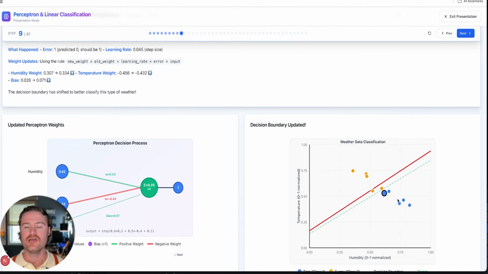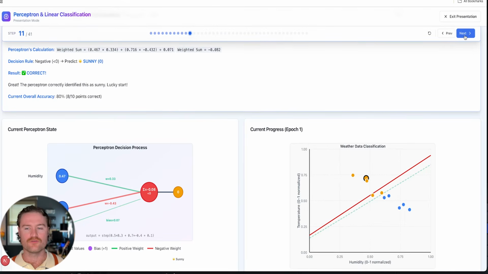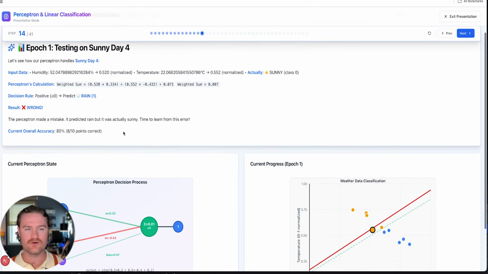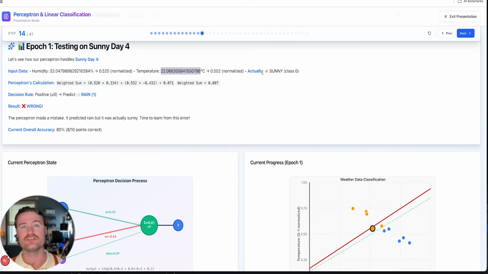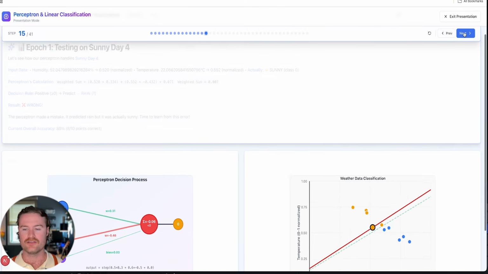Now, here's the issue. We swung it too far outside. So, although all of the rain will now work, and a few of the sunnies will work, our next one right here is now wrong. Because now we're guessing with our 52% humidity, 22 degrees Celsius, and we're saying, hey, since it's below the line, it should be rainy, but it's not. It is sunny. So we run through a learning iteration on that one.